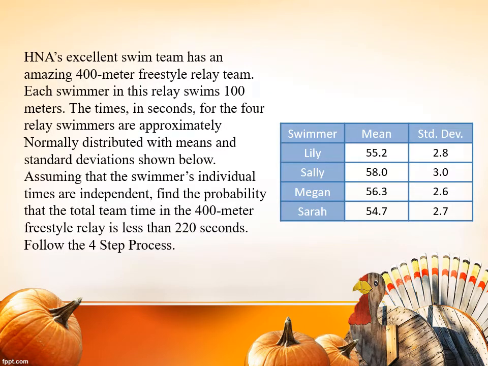HNA's excellent swim team has an amazing 400-meter freestyle relay. Each swimmer in this relay swims 100 meters. The times in seconds for the 4 relay swimmers are approximately normally distributed with means and standard deviations shown below. Assuming that the swimmers' individual times are independent, find the probability that the total team time in the 400-meter freestyle relay is less than 220 seconds. Follow the 4-step process. If you remember, the 4-step process is state, plan, do, conclude.